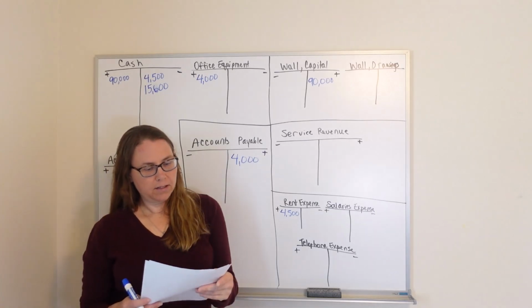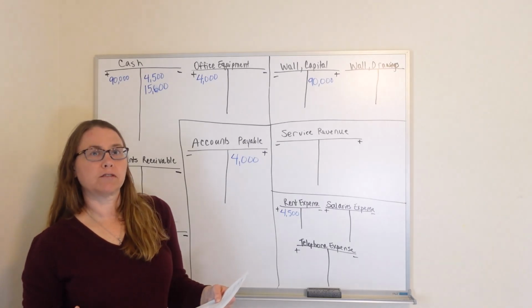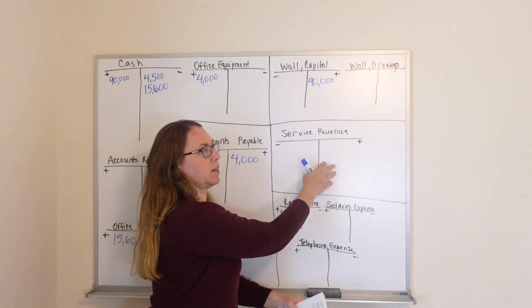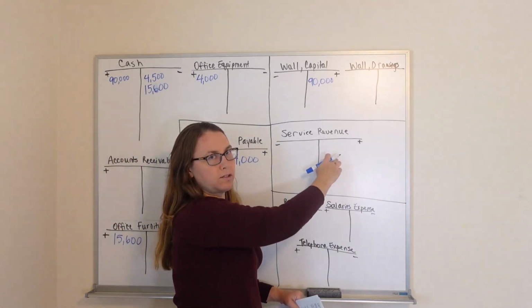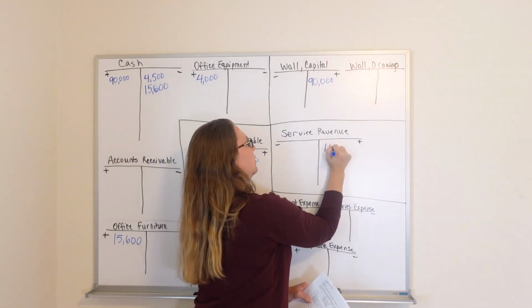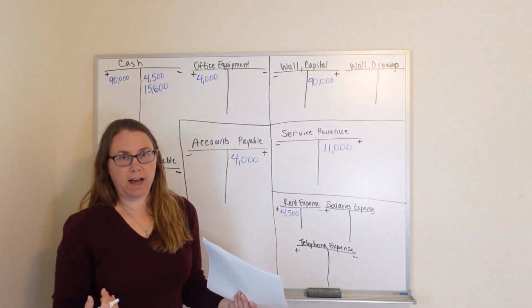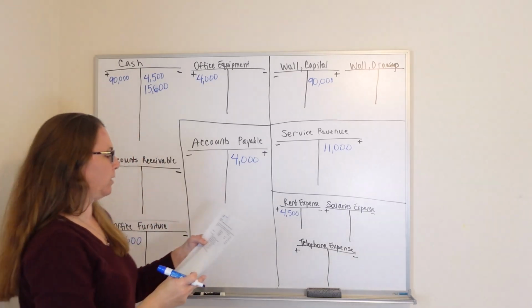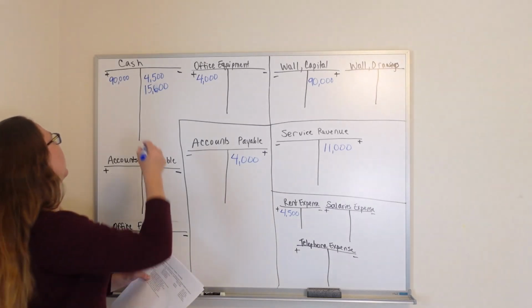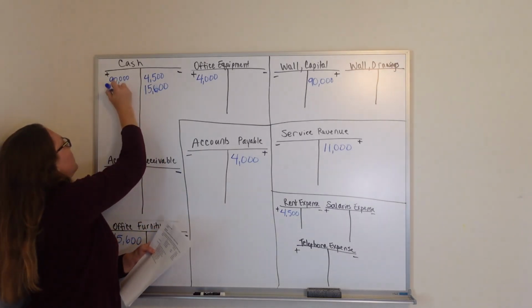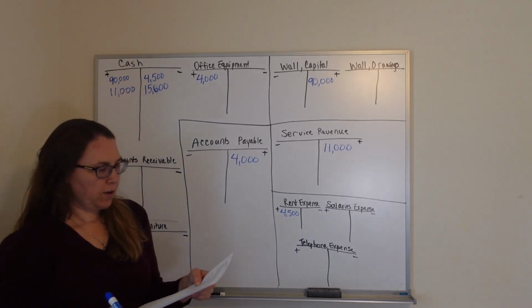Okay, and then in E, they perform services for $11,000 in cash. So performing services is earning revenue. So we're gonna wanna add to our revenue account with a credit. Revenue gets added to with credits. And then they receive cash for that, or checks, or debit card payments, whatever the case may be. So we're gonna add to cash, add to the checking account with a debit.